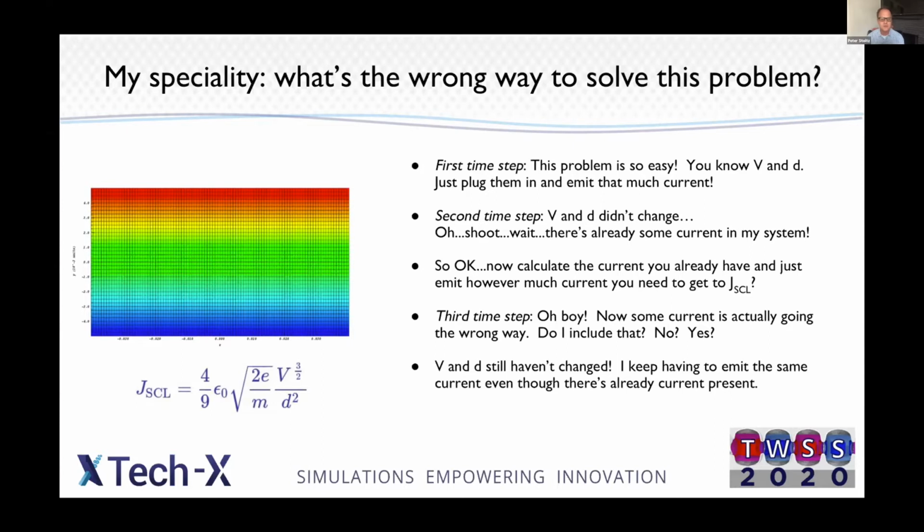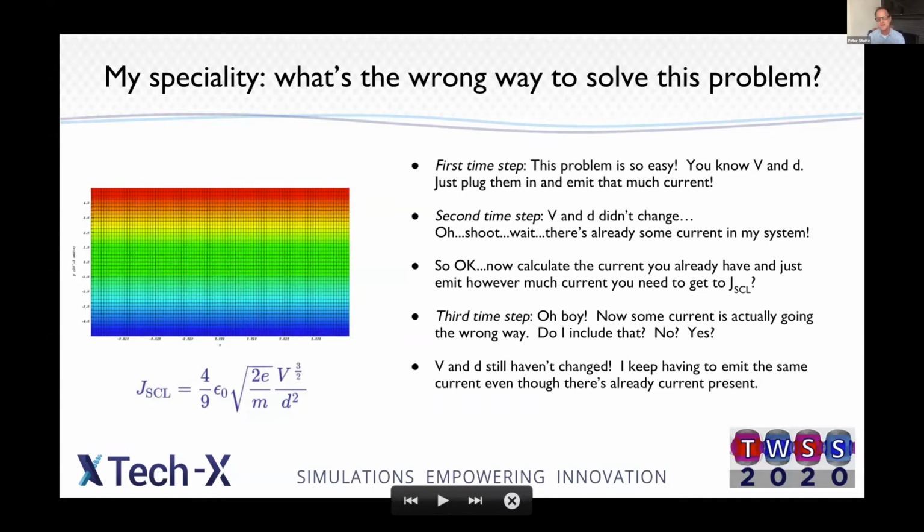So you look at that equation and it seems so easy, right? Because your voltage, that's whatever you're applying. Your gap distance, that's how you set up your problem. It seems like you just plug in those values, right? It tells you exactly how much current to emit, right? No problem. So first time step, yeah, you just do it. You do exactly what this equation says. Well, the problem comes on the second time step because this voltage and this distance don't change, but now you've already got current in there. So now what do? Emit nothing, maybe?